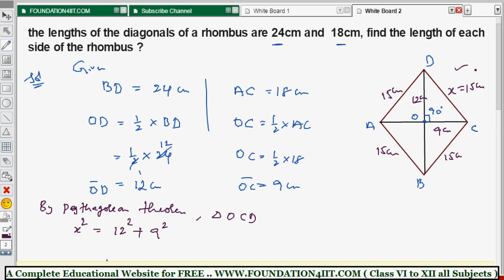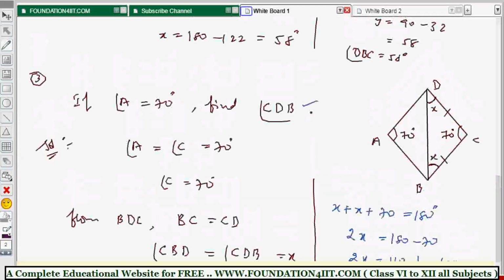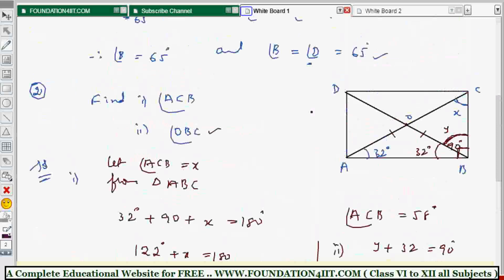Yes, so this is the way we can solve numerical problems. We only need to know the properties thoroughly, like in the previous topics I explained: parallelogram, rhombus, square, rectangle, kite, trapezium. If you know all these properties, then problems can be solved easily. Any type of question that comes, we can do these word problems.